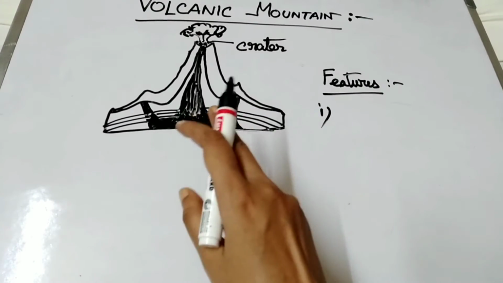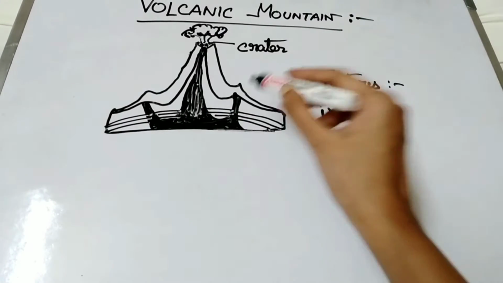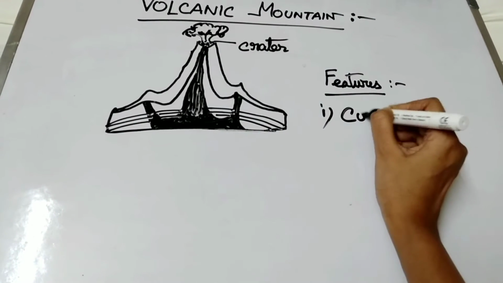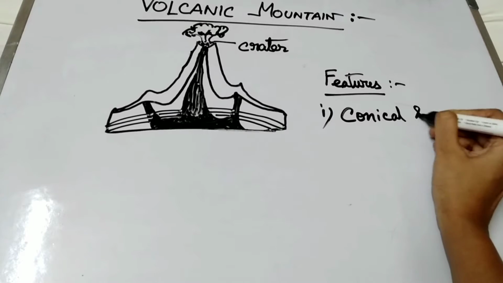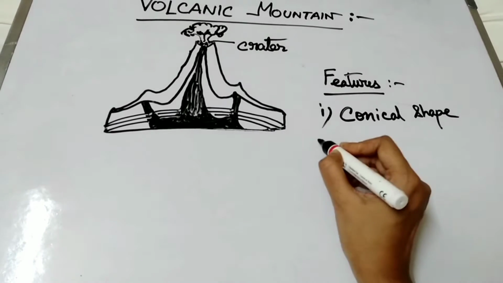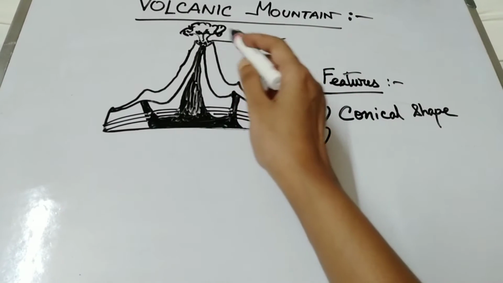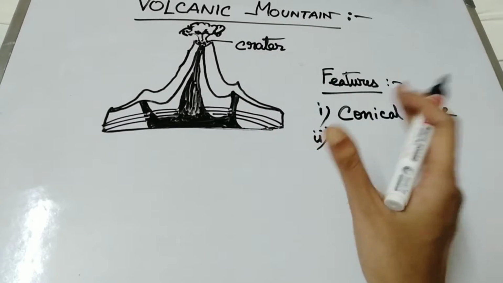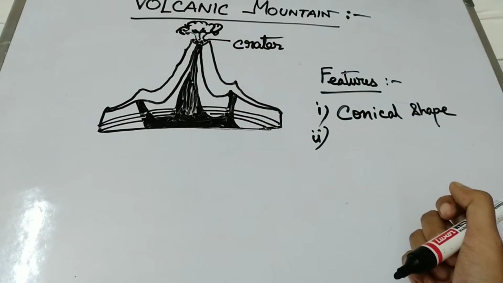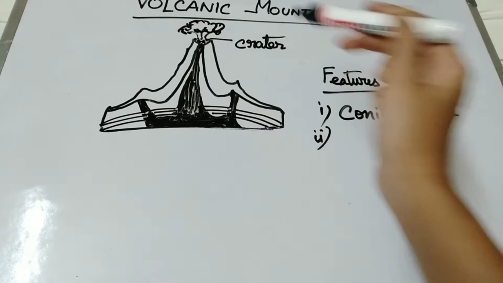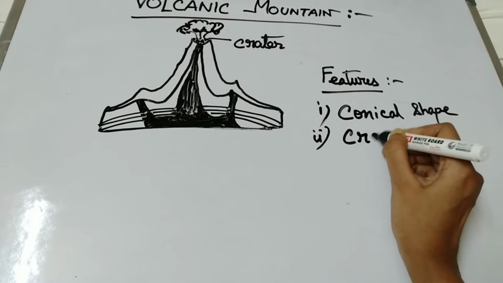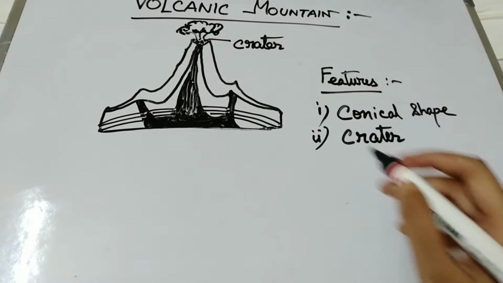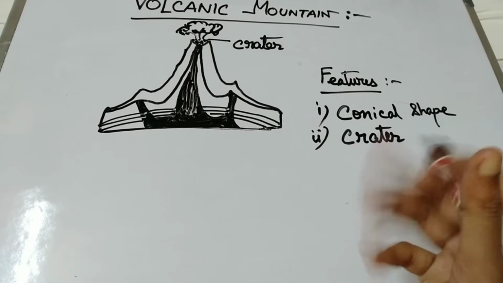Number one, you can see in this diagram, the volcanic mountains look like a conical shape. So we can write conical shape. You can see that the topmost part of the volcanic mountain has an opening through which eruption takes place. This opening is called a crater. So a basic feature of a volcanic mountain is a crater, an opening mouth.